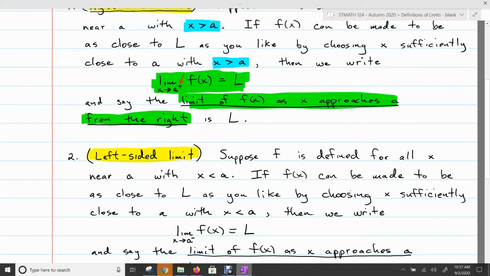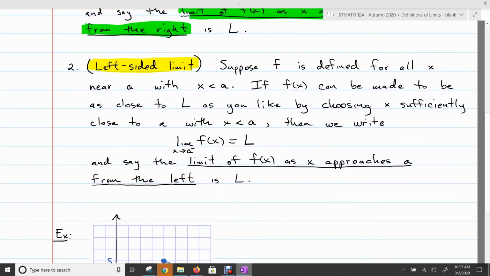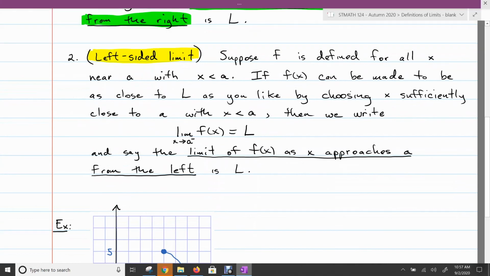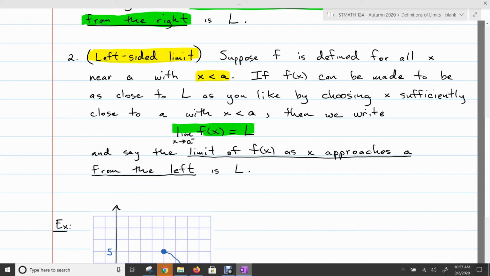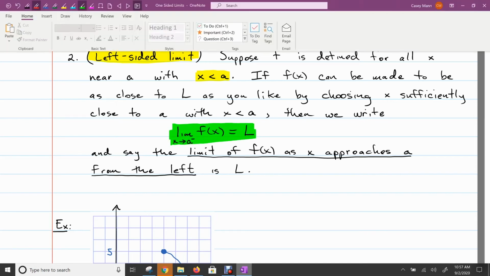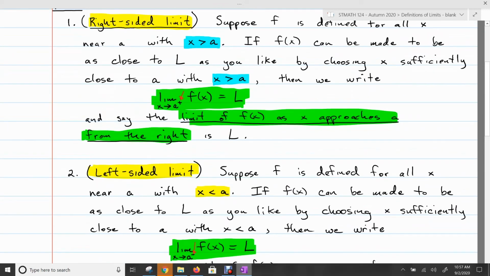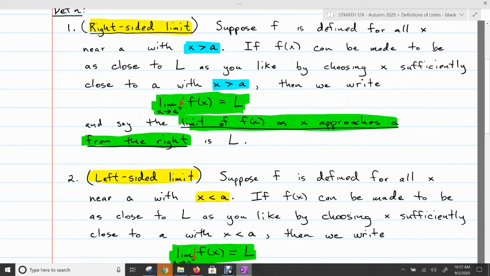And then we have a similar definition for the left-sided limit. So now you're thinking about values of x that are less than a, or if you think about it on a number line, to the left of a. We'll have a very similar notation for when the limit from the left equals L. Instead of a little plus sign above the a, we have a minus sign to indicate the left side here. And then we say the limit of f of x as x approaches a from the left is L, whenever that happens. The main thing is it's the same idea as before, but you're only thinking about the values of x on one side or the other of the value a that you're interested in.